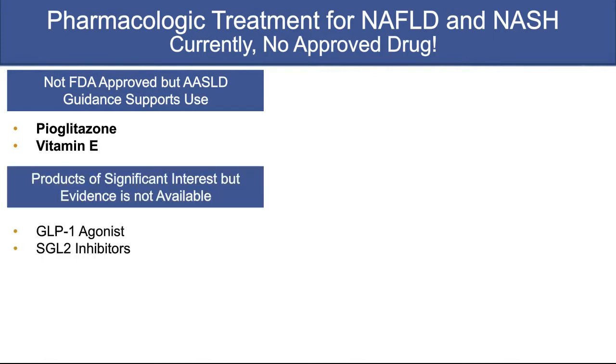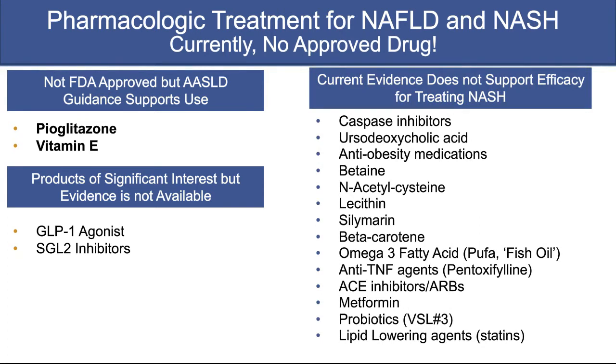GLP-1 agonists and SGLT2 inhibitors are again available for management of diabetes, but currently the evidence is not there to routinely recommend these for treatment of NASH. A number of other agents have actually been looked at for management of NASH, and they've not been shown to be effective. The one point I'd like to make is about statins, which are quite safe for management of lipidemia in these patients, but by themselves, they are not going to have any significant efficacy for improvement of fibrosis and NASH.